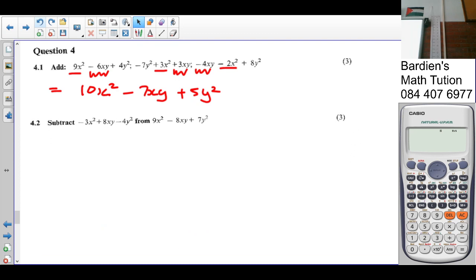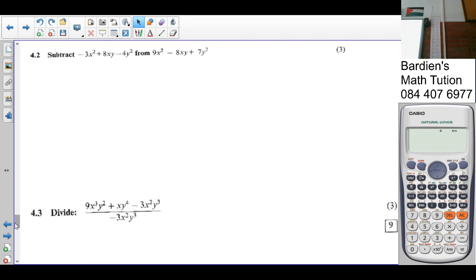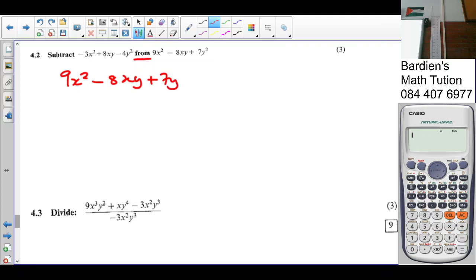Next question, 4.2. It says subtract 3x squared plus 8xy minus 4y squared from 9x squared minus 8xy plus 7y squared. Whatever follows from, you write first. So it's going to be 9x squared minus 8xy plus 7y squared, minus 3x squared plus 8xy minus 4y squared. You all agree with that? The brackets, yes.